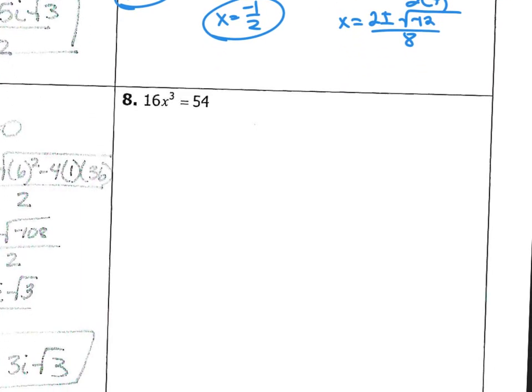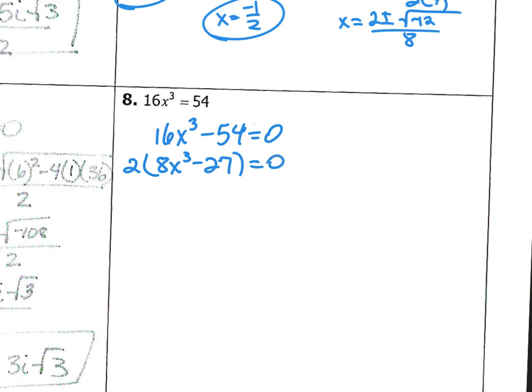Okay, so let's look at number 8. This is another one that is going to be a difference of cubes. So here we're going to subtract 54. And you're going to get 16x to the 3rd minus 54 equals 0. Because remember, you have to set it equal to 0 first. Okay, and then 16 and 54 have a common factor of 2. So you're going to divide them by 2. And you're going to get 8x to the 3rd minus 27 equals 0.